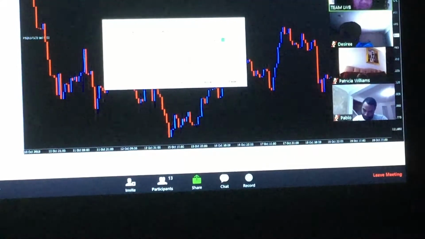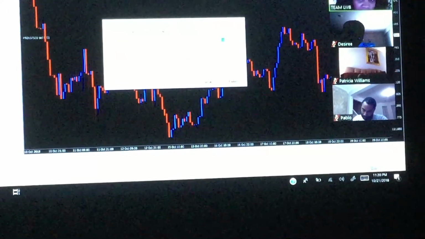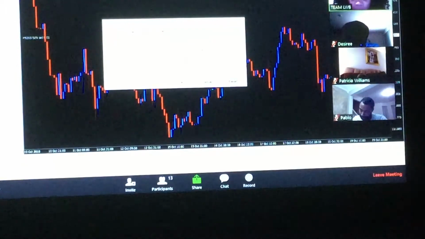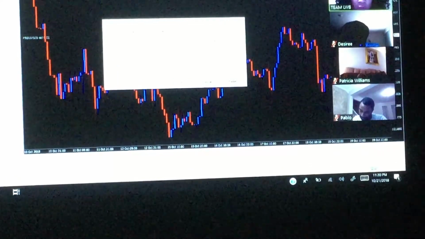If I click on the tab button, it'll go straight over to slow EMA. 26 is the next number. Tab again. I'm going to put a number 1. That's what I need. 12, 26, and 1. Make sure it says apply to close. Okay? And then I want to click on colors.